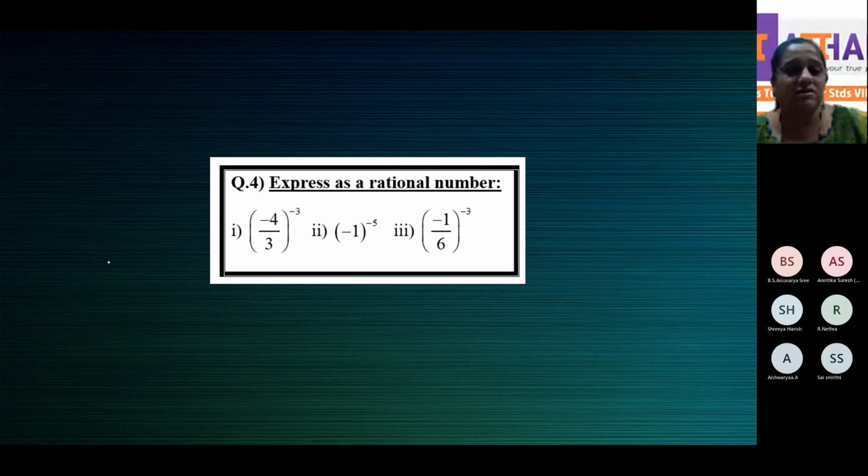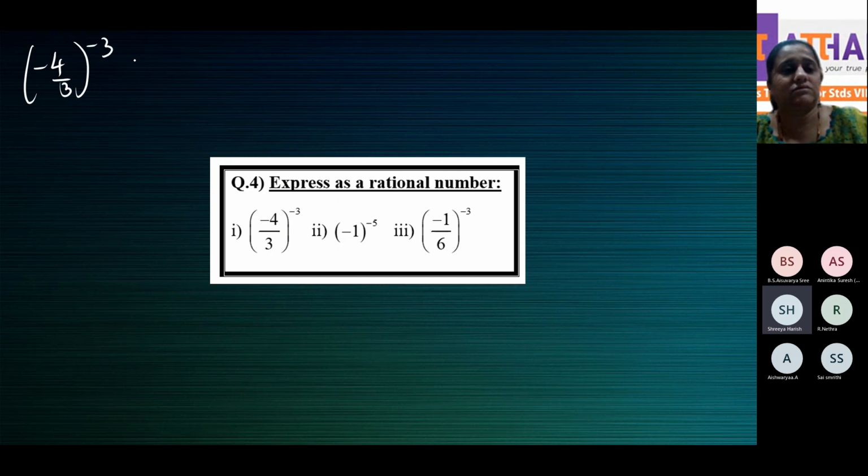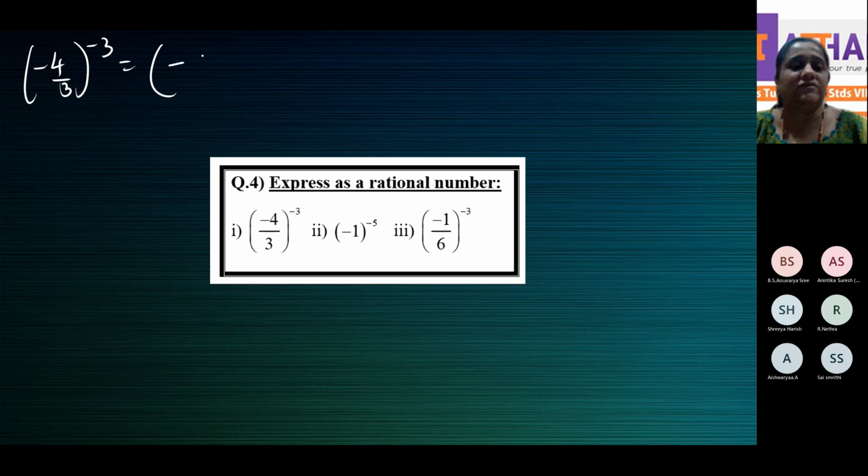Mom, can you tell? Yes, now it is Shreya. Ma'am, I got minus 3 by 4 into minus 3 by 4 into minus 3 by 4. Minus 3 by 4 multiplied 3 times, correct. So this one is equal to minus 3 by 4, the whole power 3.